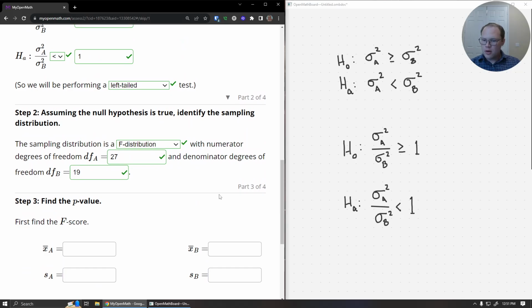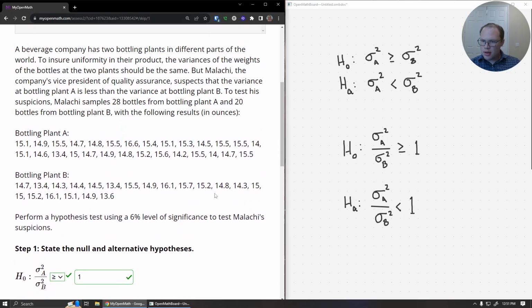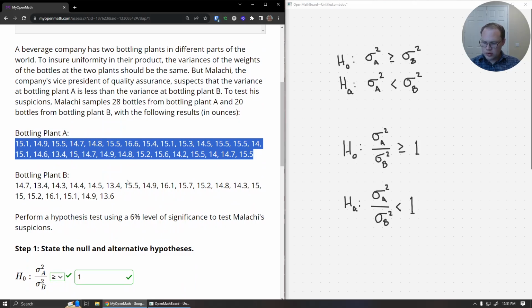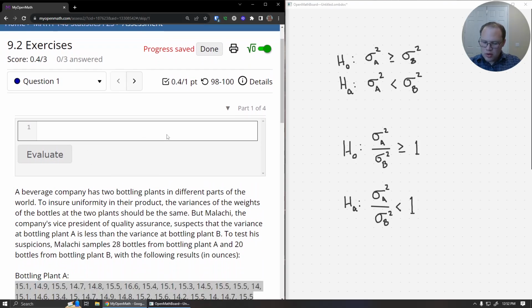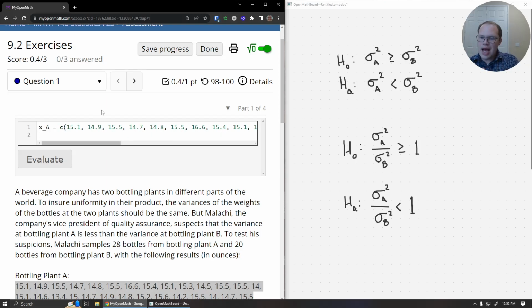Okay, so let's work on sample A first, the sample taken from bottling plant A. I'm going to call this data x sub A, just so I don't confuse it with the data from my other sample. As I've done in other videos, I'm using underscore to indicate a subscript, so underscore A indicates x sub A. Now let's find the sample mean and then the sample standard deviation.